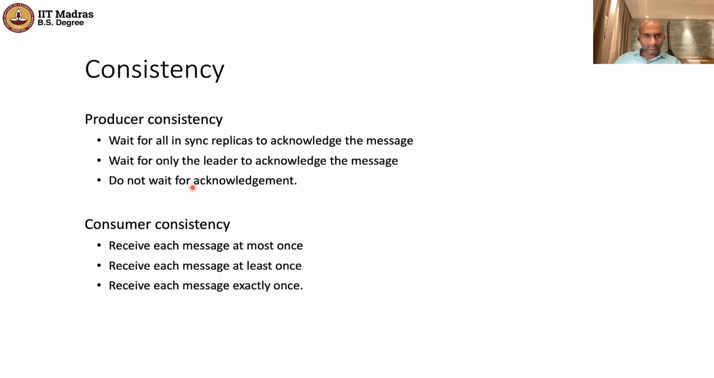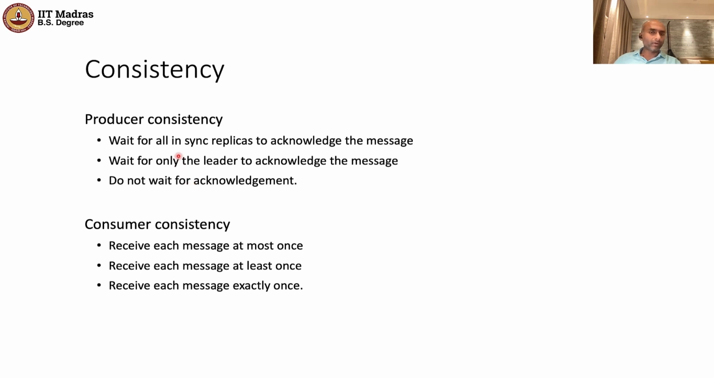The third option available from a producer standpoint is not to wait for acknowledgements. Obviously, this means that the leader itself might not have finished writing, and the producer might already move on to the next data write. So this is also going to result in data loss if, before the leader has written the data to the persistent store, the file system cache, and then the disk, the leader fails. Then that becomes challenging.